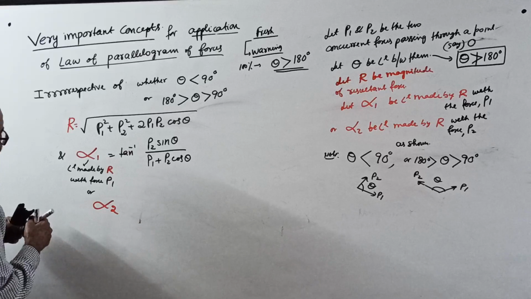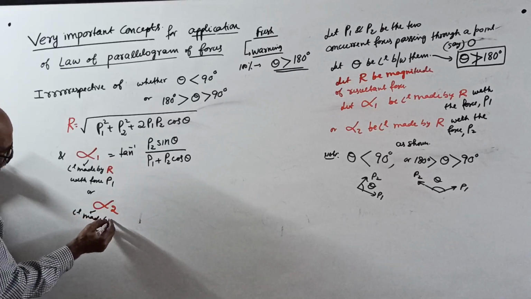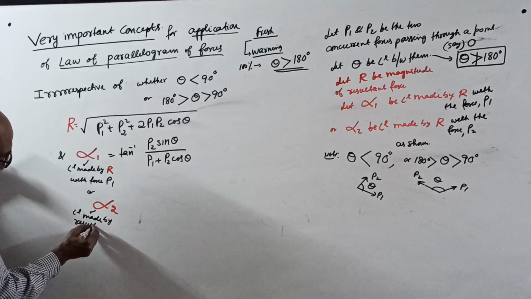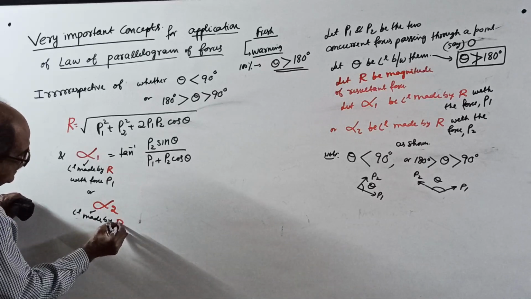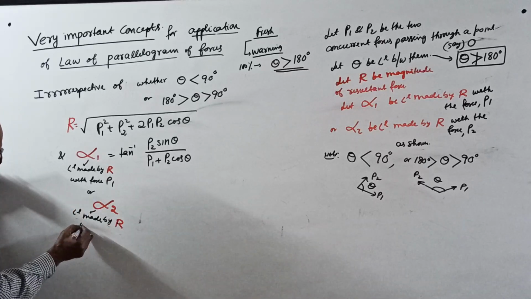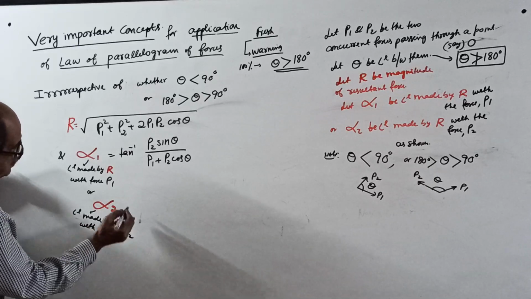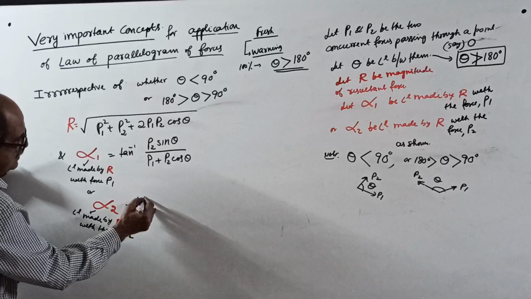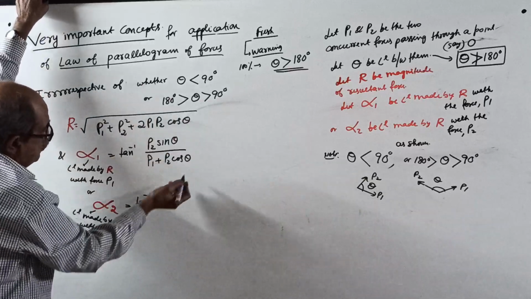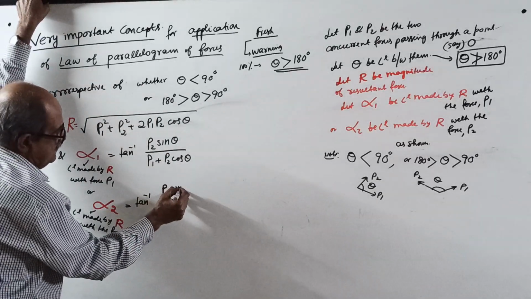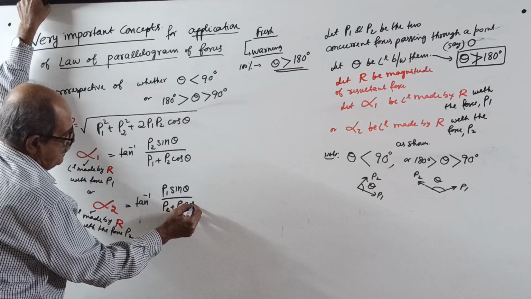Or alpha 2, that is the angle made by resultant R with the force P2, equal to tan inverse of, we are referring with the force P2, numerator other force P1 into sin theta divided by P2 plus P1 into cos theta.